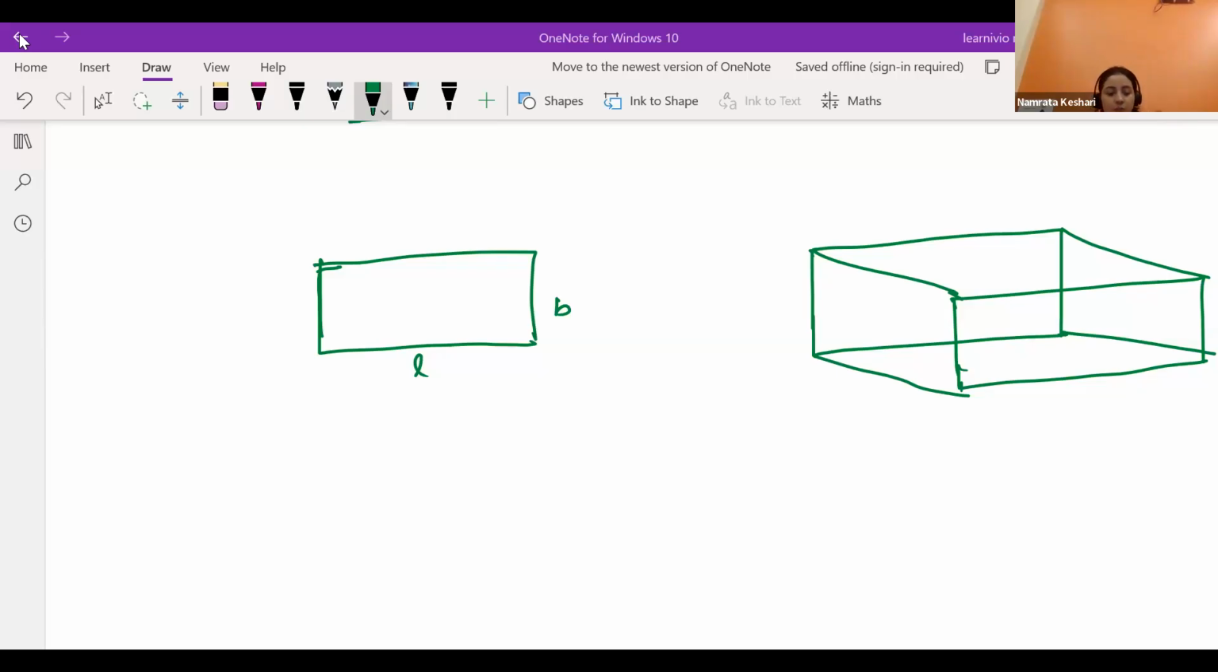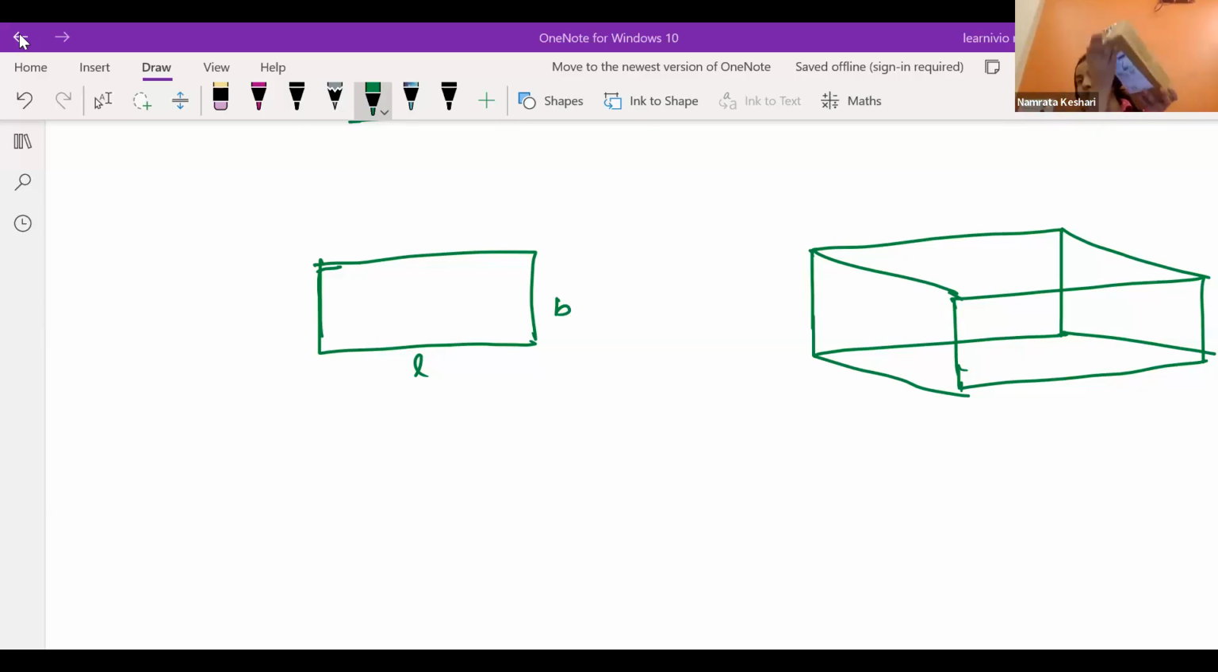Okay. Suppose I got one box. Can you say it? It's a cuboid, right? Yes or no? Yes, it's a yes. Okay, it's a cuboid. And when we are talking about surface area, that means this is the surface.